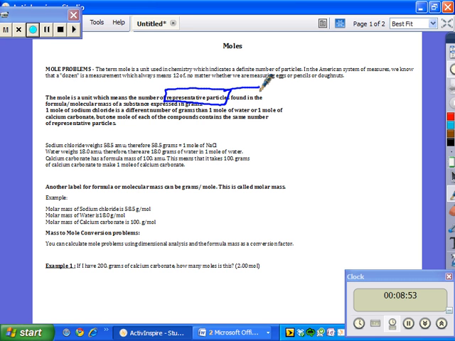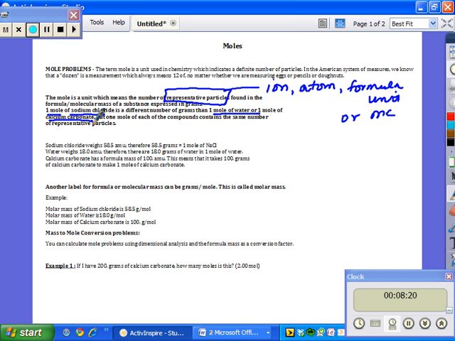A representative particle could be an ion, an atom, a formula unit, which would be an ionic compound, or a molecule. So any one of those four we can refer to as representative particles. Now, if I have a mole of sodium chloride, that mole would have a different mass than a mole of water or a mole of calcium carbonate, because they each have different molar masses.